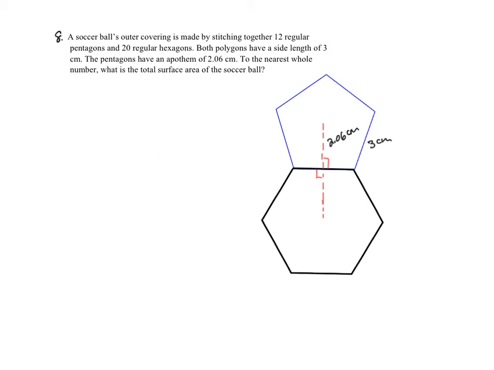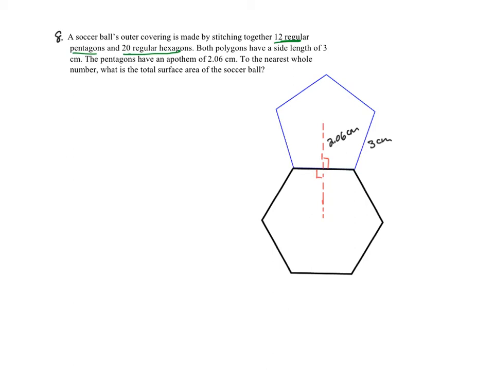So my next one says, a soccer ball outer covering is made by stitching together 12 regular pentagons, and we have 20 regular hexagons. Both polygons have a side length of 3 centimeters. The pentagon has an apothem of 2.06 to the nearest whole number. What is the total surface area of the soccer ball?